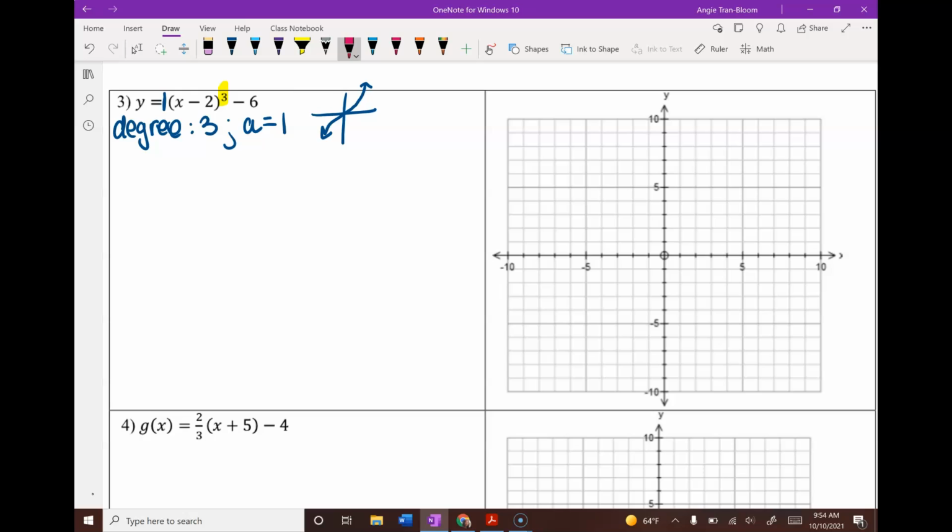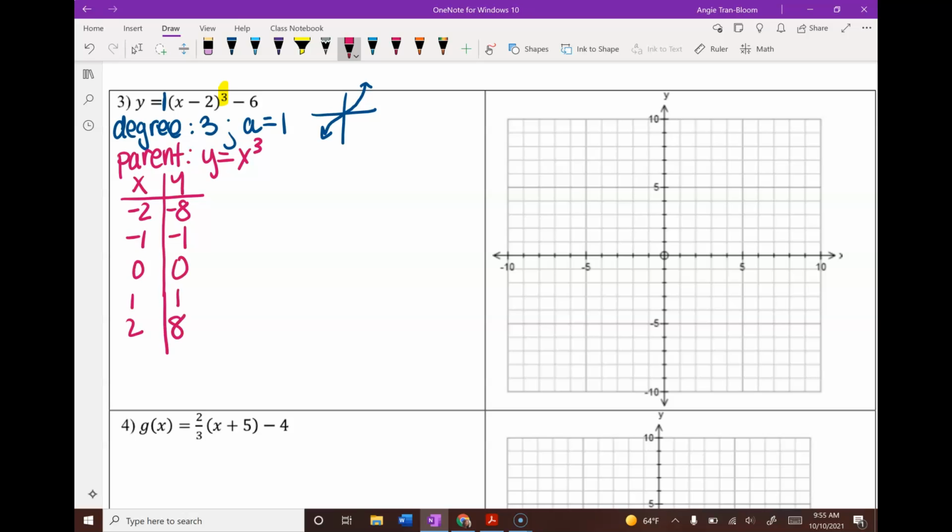So again, if you remember the transformation method, then do that. Start with the parent, y equals x to the third. The parent's always easy, right? We're going to pick negative 2, negative 1, 0, 1, and 2. Negative 2 to a third power, it's an odd power, it's negative 8. Negative 1 to the third is negative 1. You should be able to get these inputs and outputs for the parent extremely easy.